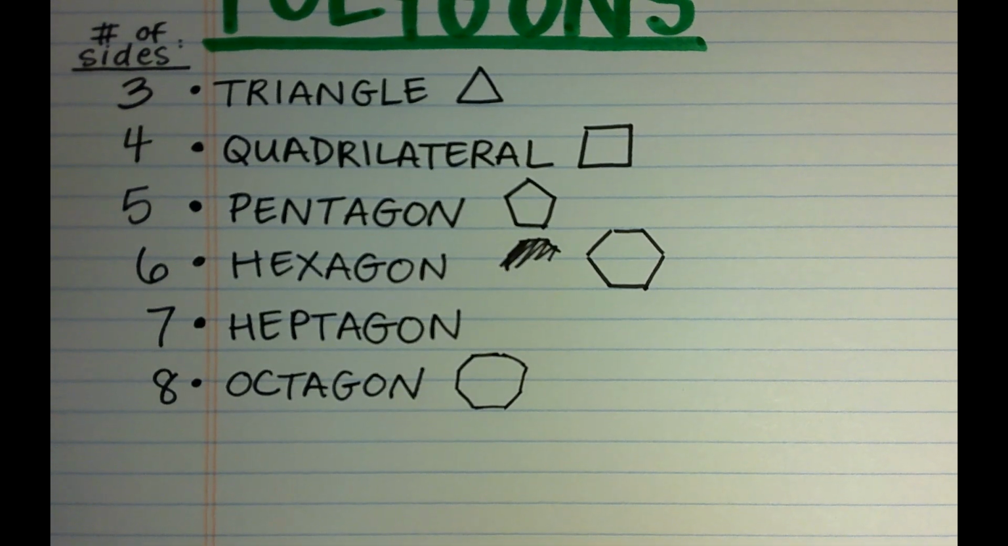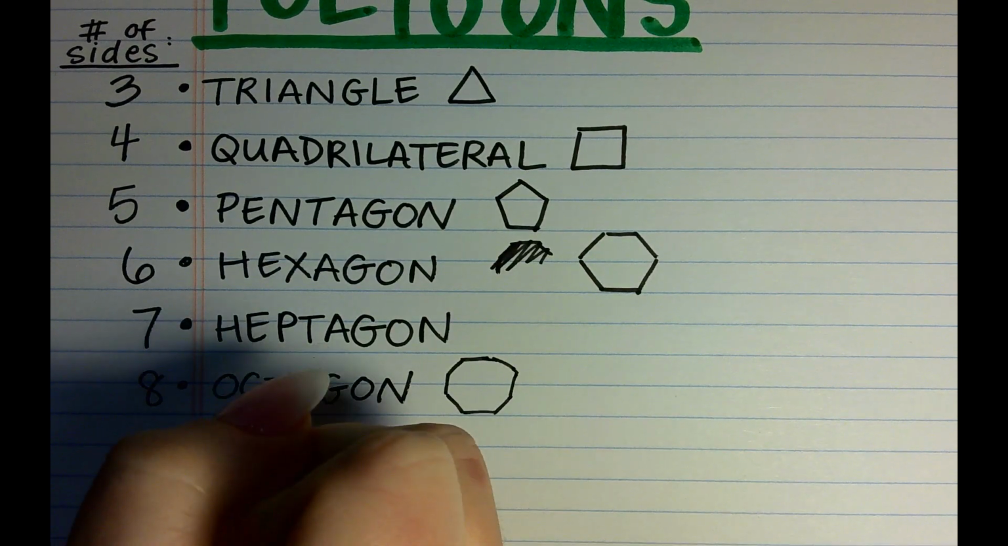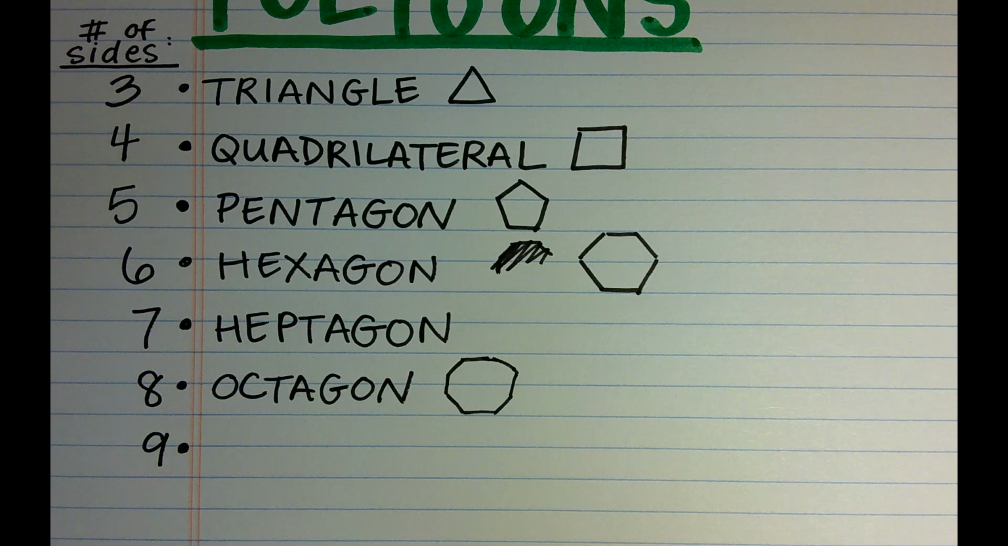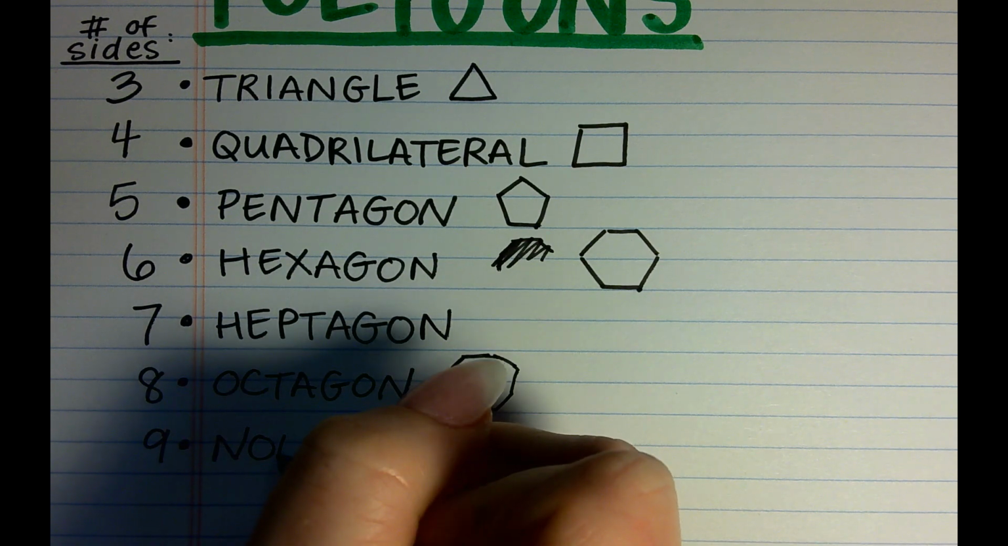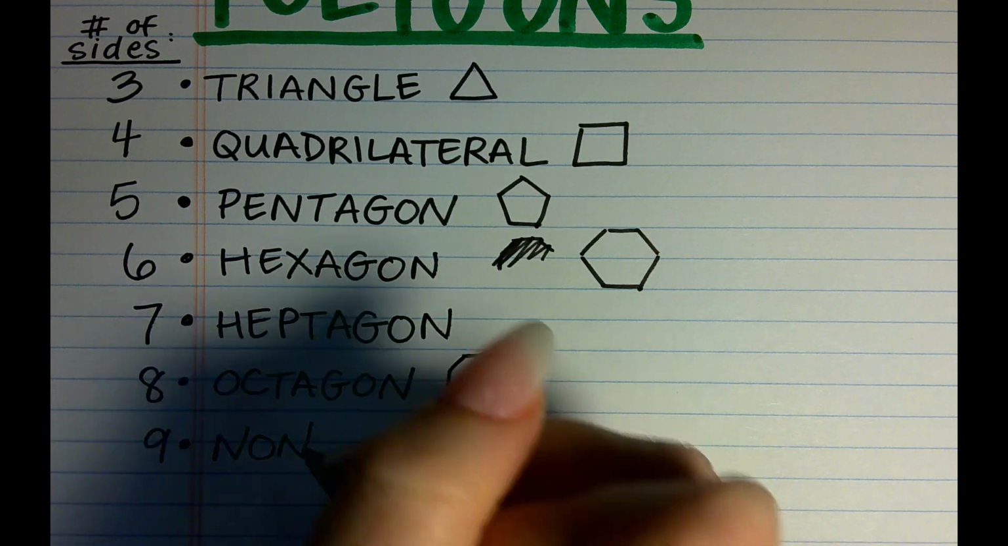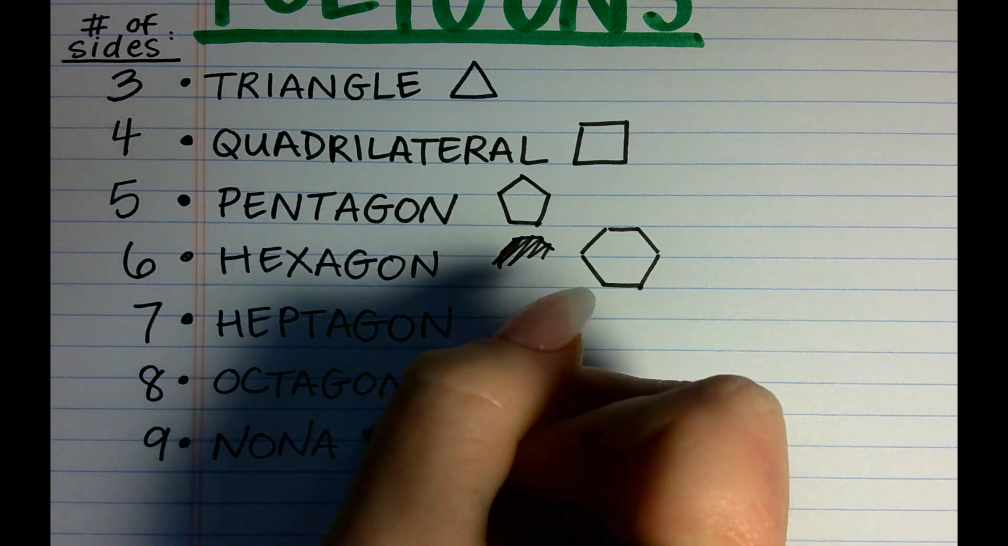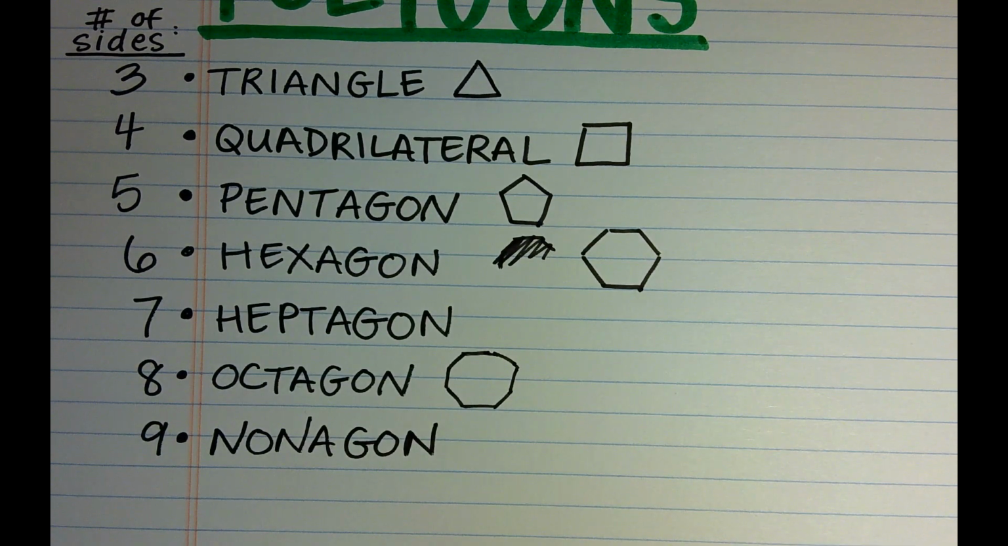How about 9 sides? Is this where we stop? Does anyone know what a 9-sided polygon is? I can ask Google. I didn't learn what this was until college. It starts with an N. Any guesses? Nonagon. Good. A nonagon has 9 sides.